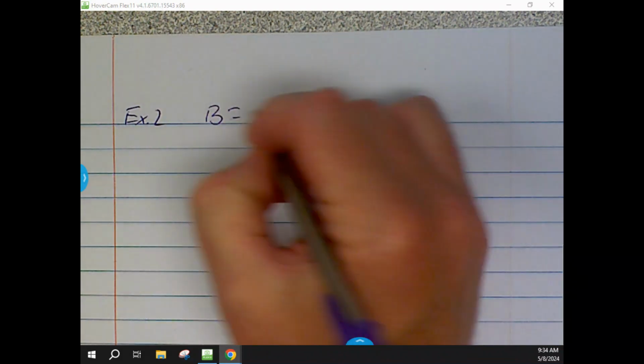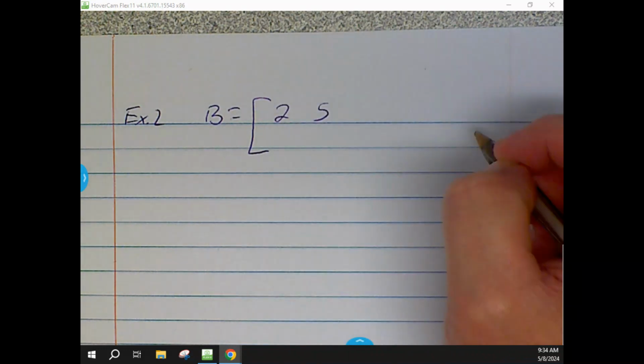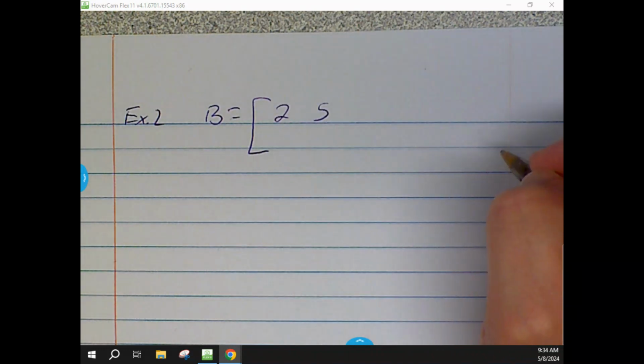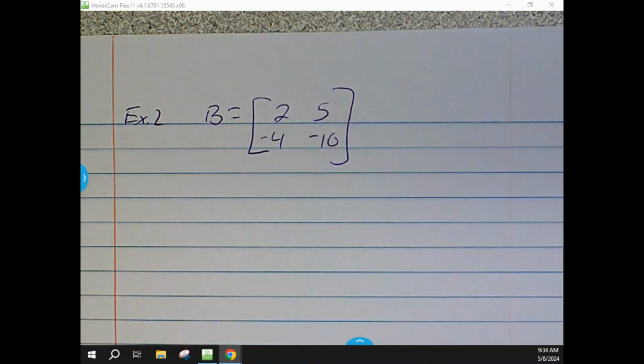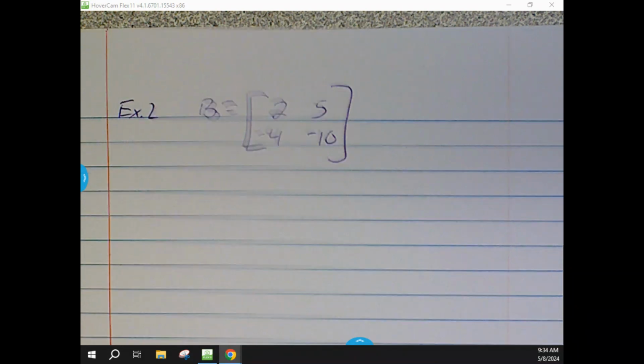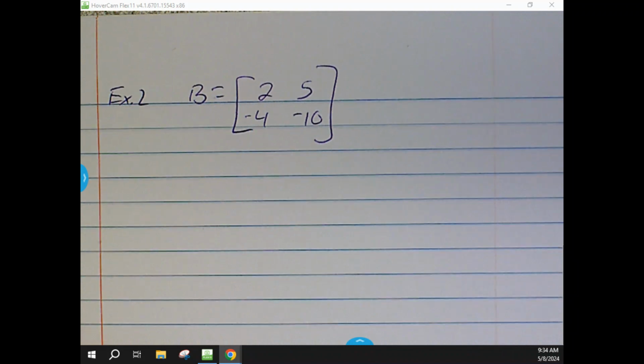All right, one more of those. And again, once you know what you're doing on those, it goes pretty quick. So it's not like it's a super long one. It's just a little tedious. So let's go 2, 5, negative 4, negative 10. Actually, we'll do two of these. Sorry, I misspoke here on this one.